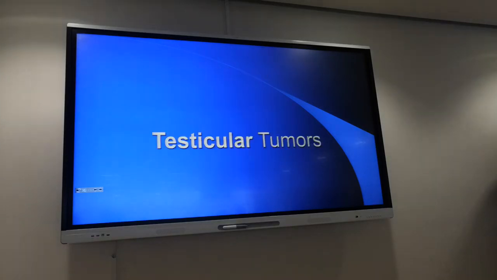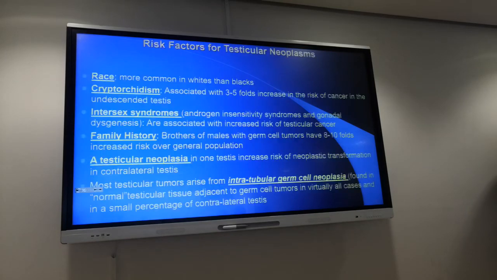So, all right. Now let's talk about testicular tumor. This is what you call the real deal, right? Now coming to testicular neoplasm, one of the few times that you see that the white race is a risk factor. Usually the white race is always a protective factor. Don't ask me why, but it is the case. I'm not being racist. I'm just reporting to you a fact.